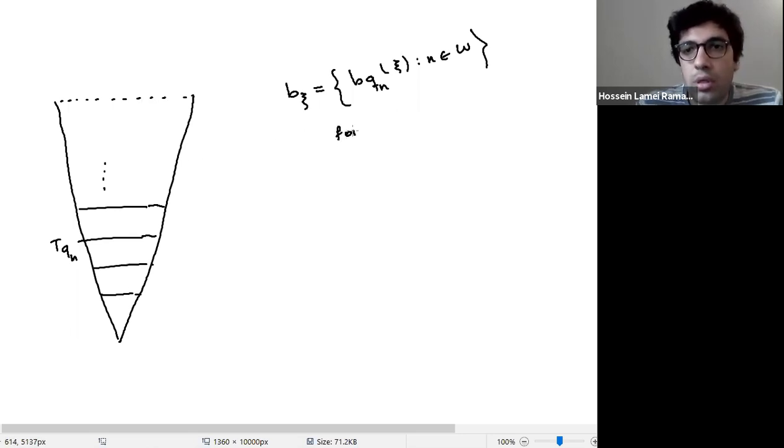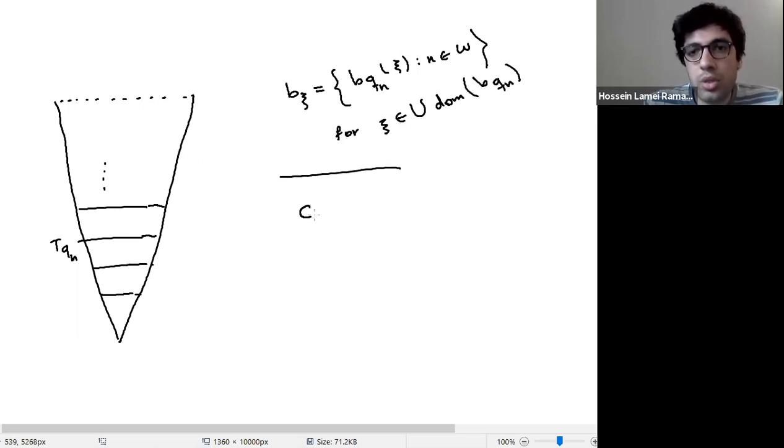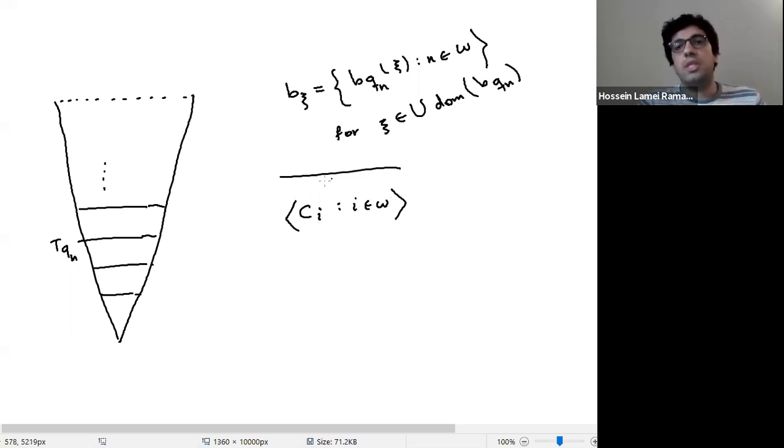For psi in the union of the domains of the BQNs. There are also CIs. And let's assume that CIs are different from these. This sequence might be empty, but we're going to discuss what happens if this sequence is empty, and what happens if this sequence is not empty.